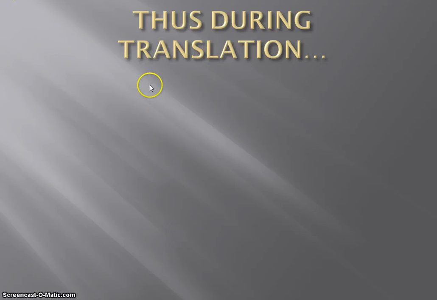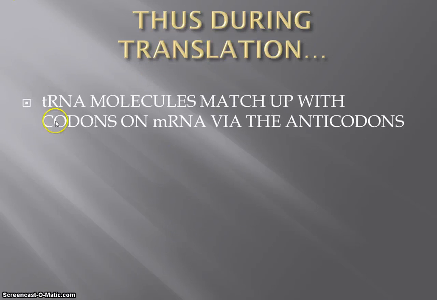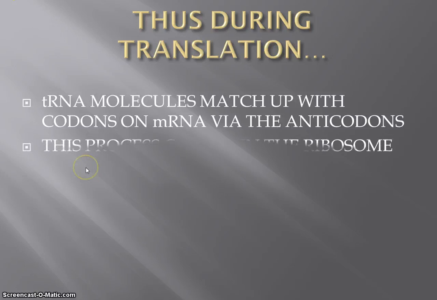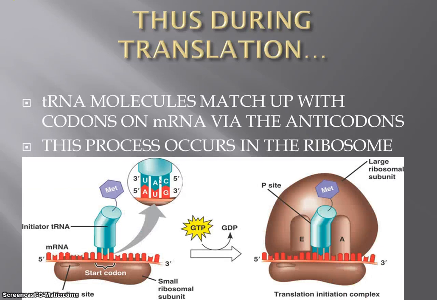During this process of translation, we're going to see these tRNA molecules come in and match up with codons on the mRNA. The tRNA's anti-codons match up with the codons in mRNA. And it happens in the ribosome, because these are going to be our builders. These guys are our construction workers that are going to read the directions and actually build the proteins.